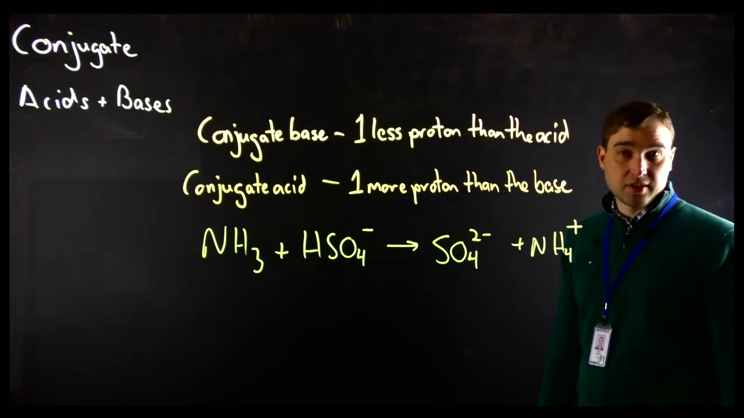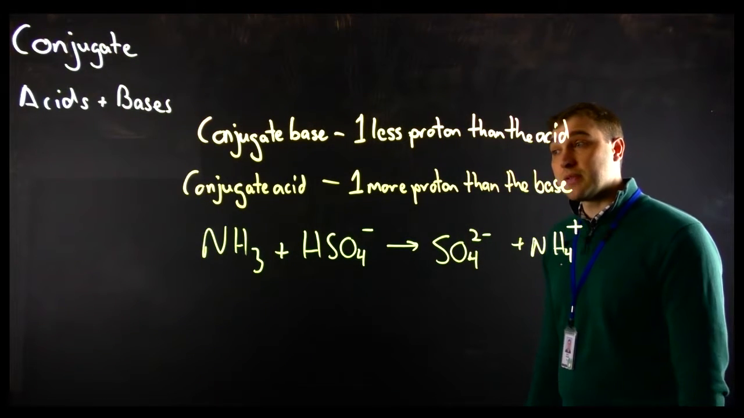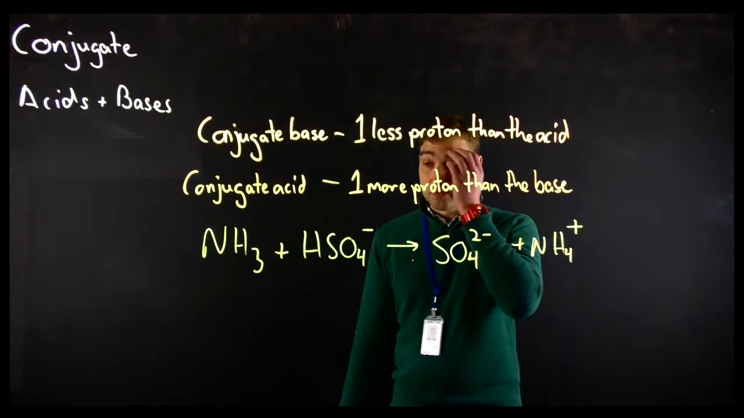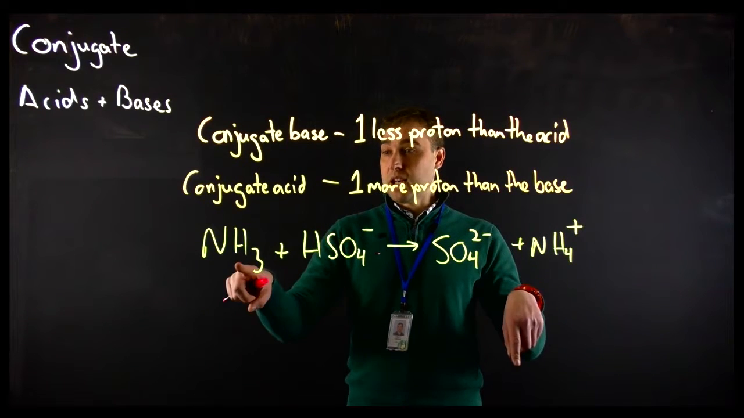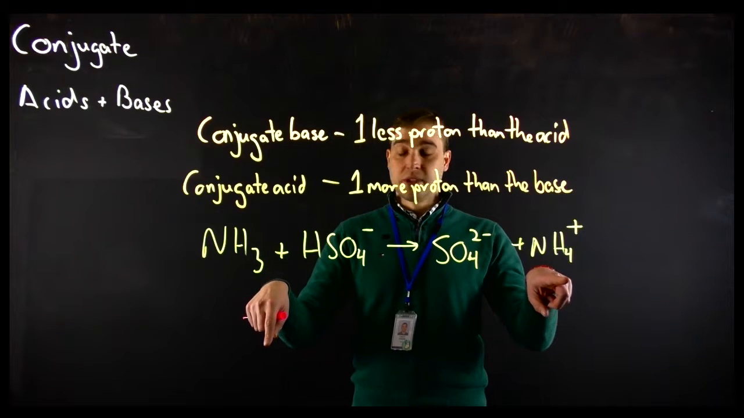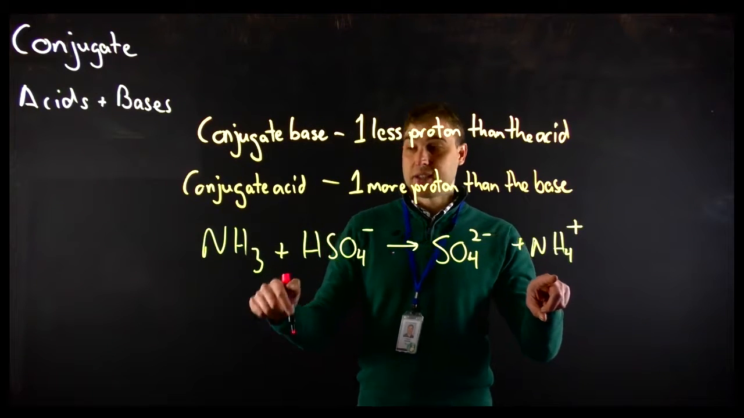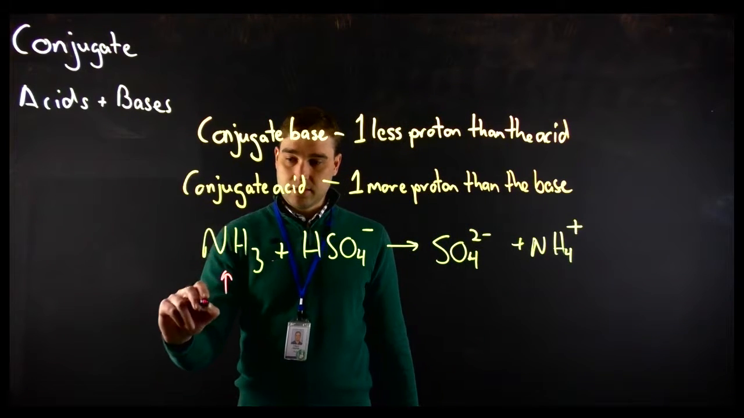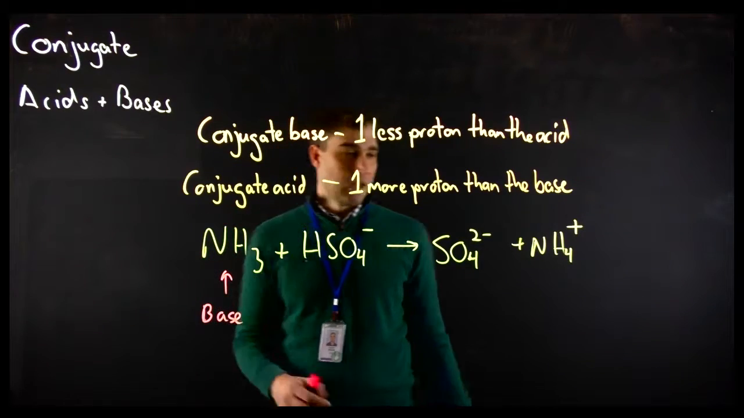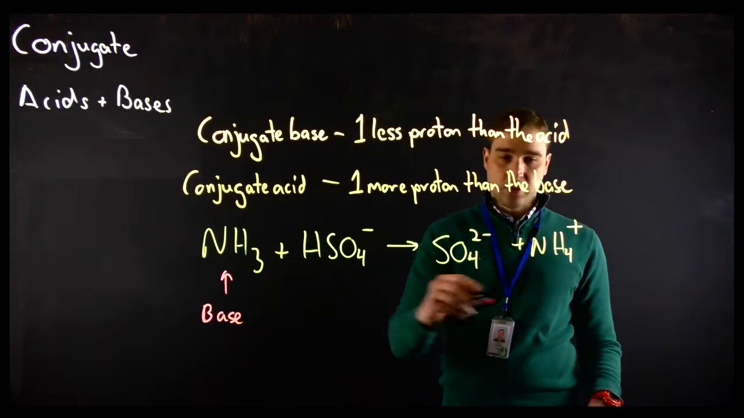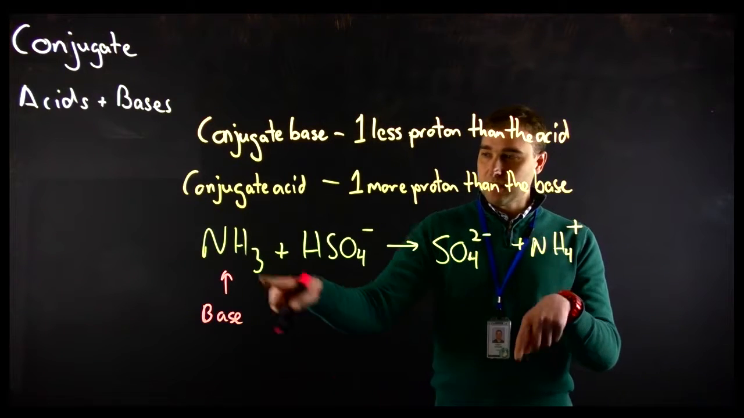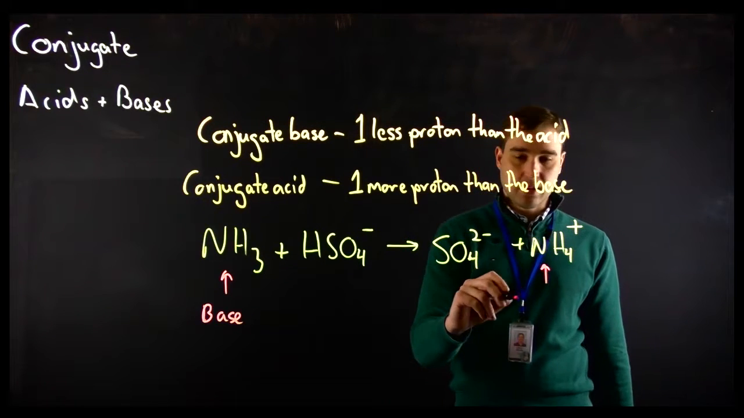Okay, so let's do this example. To figure out which one's which, let's have a look at what we've got going on in our reaction. NH3, NH4. So NH3 is gaining a proton. Things that gain protons are bases. So this is our base. Our conjugate acid has one more proton than the base. So that means our ammonium ion here, it's got an extra proton. So this is going to be our conjugate acid.